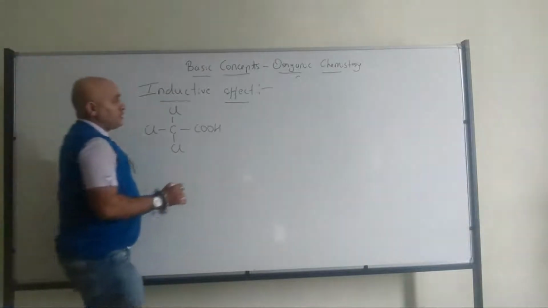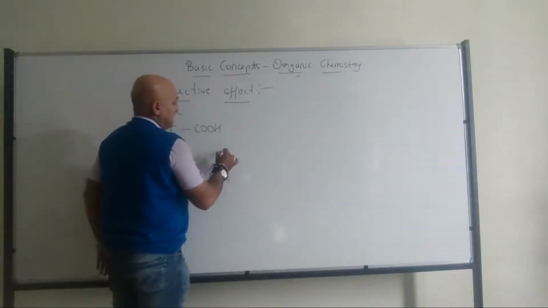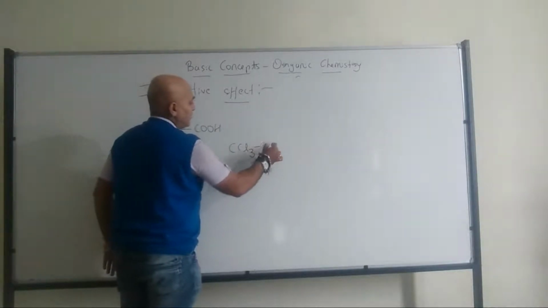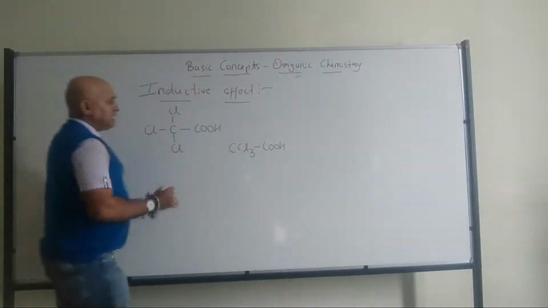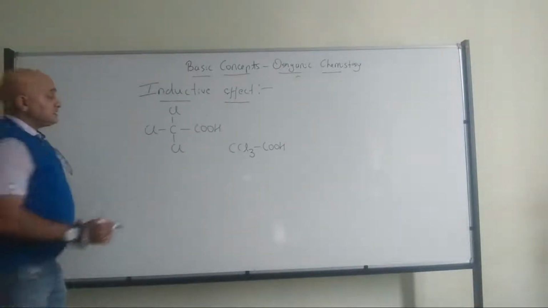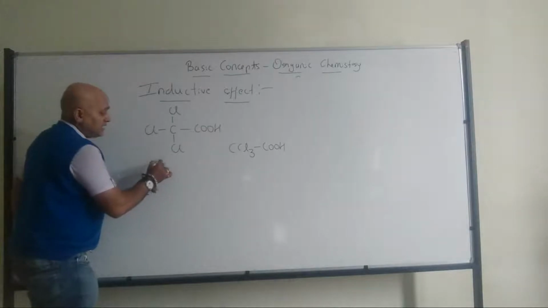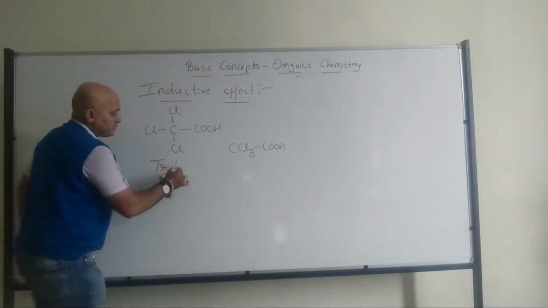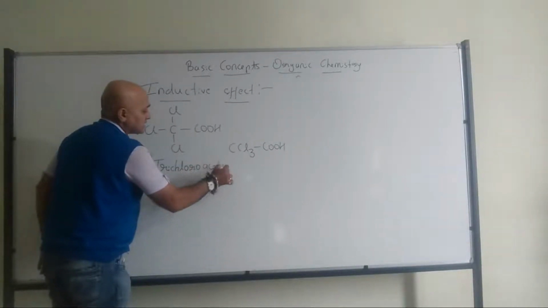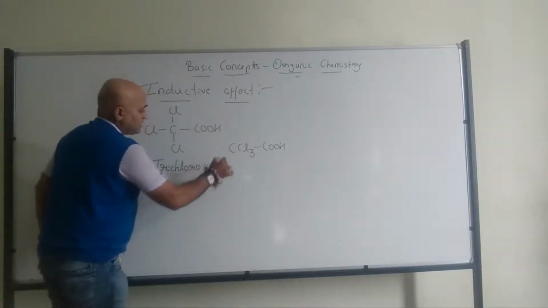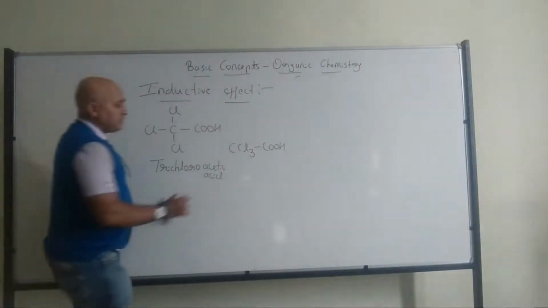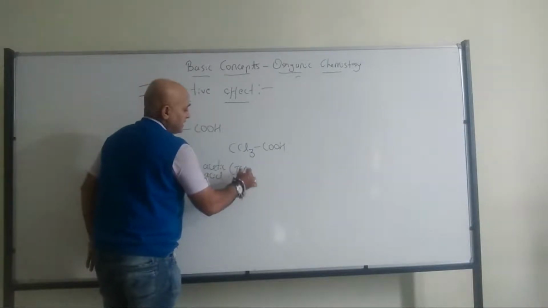Okay, so this molecule can also be written as CCl3COOH. Anything is fine. This is where we have the trichloro, trichloroacetic acid. Normally they will call it TCA.